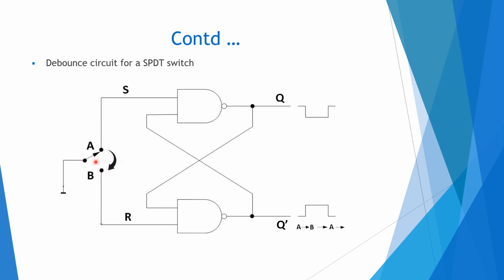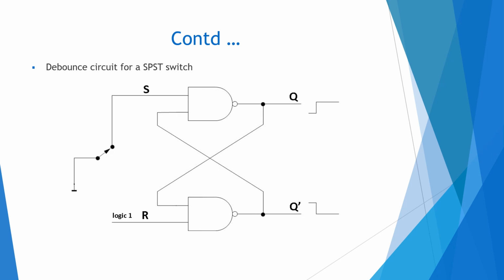and when it is not remaining in position A, it will be 1 1 to the NAND latch, so it stays in the same state. So there will be a single transition from 0 to 1. Here you can see when the switch is turned from A to B, Q goes low, and when it turns from B to A, it again does not bounce, but gives a single value at the output of the circuit.